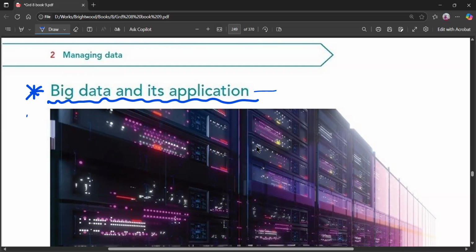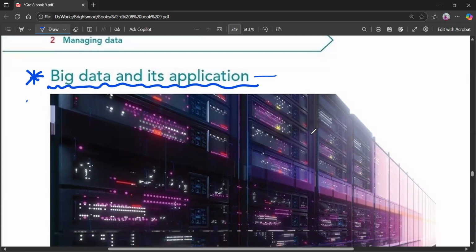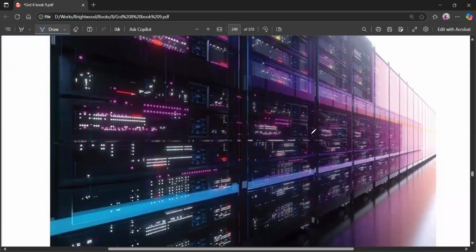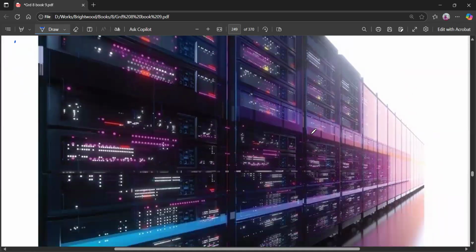Okay, you should know what big data is. Big is not related to size here. This is a term used for the importance of data. What are the things that can be used for big data? Big data and its applications. We'll discuss.